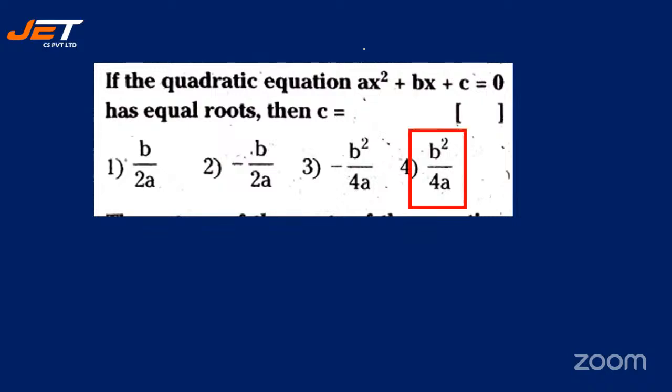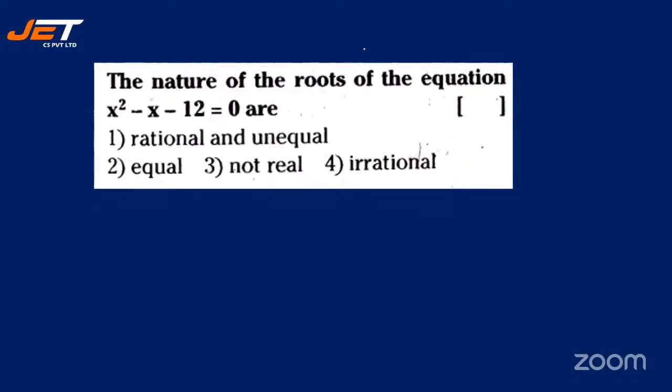So it should be b square by 4a. Okay. Yes, next. The nature of the roots of the equation x square minus x minus 12 is equal to 0 are: rational and unequal, equal, not real, irrational. Okay. So it becomes rational and unequal.